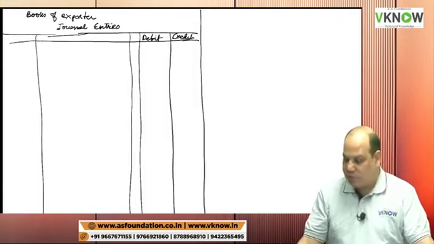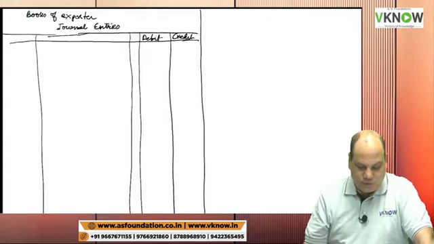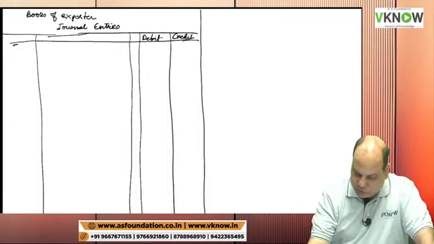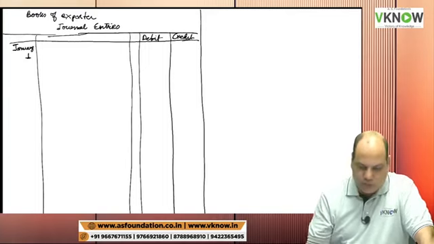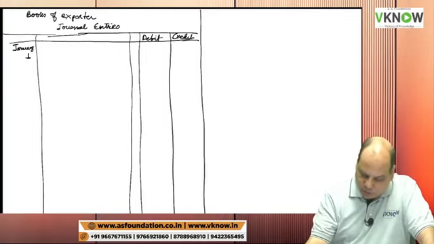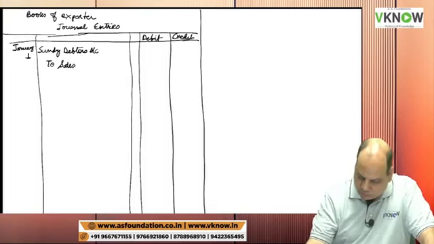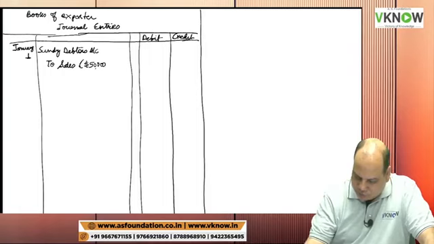So first you write down the normal entry for sale. Year is not given, so don't worry. Just write down January 1. There is a sale transaction. Entry will be sundry debtors account debit to sales, and the amount will be $50,000 into today's rate, 47.